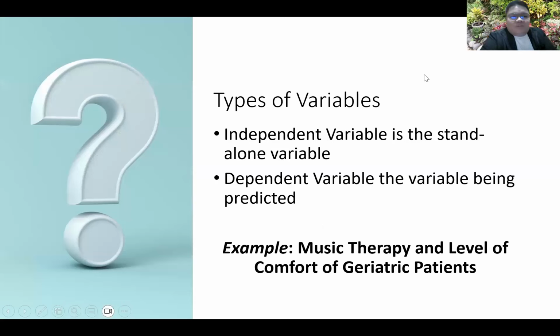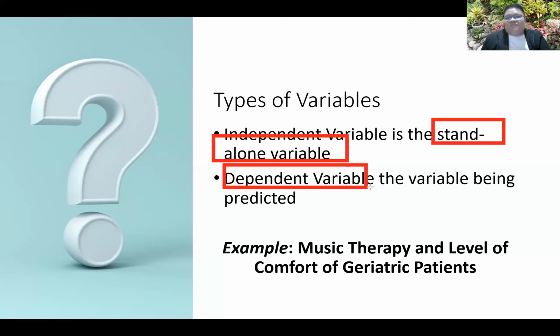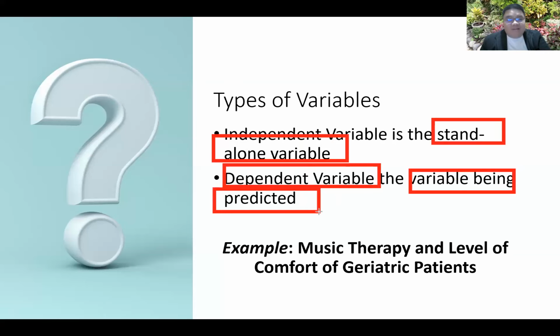Now, when we talk about variables naman, the two main types based on research is the independent variable and then the dependent variable. Okay? So class, yung dalawang uri ng variable is your independent at saka yung dependent variable. Pag sinabi nating independent variable, yan po yung tinatawag nating stand-alone variable. Pag sinabi naman nating dependent variable, the dependent variable class is the variable being predicted. Okay, it is the variable being predicted.